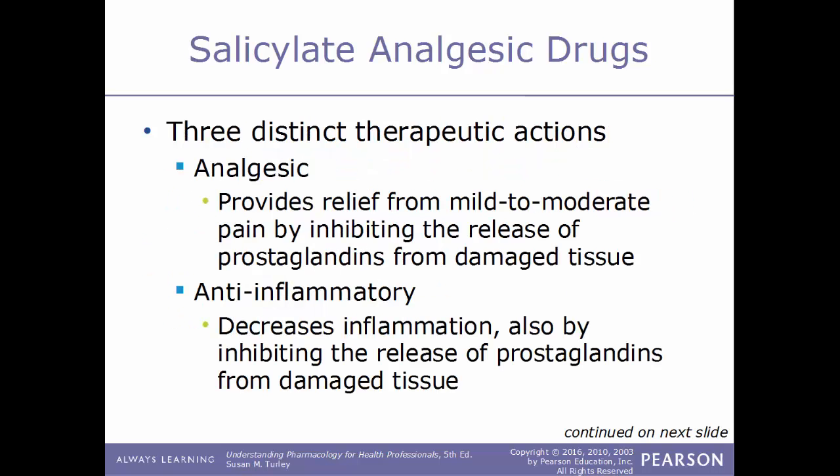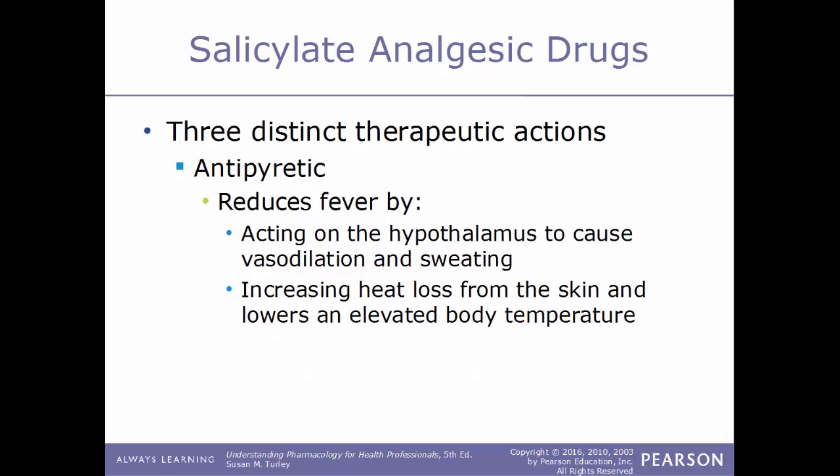Now, the salicylate analgesic drugs have 3 distinct therapeutic actions. They act as an analgesic because they provide relief from mild to moderate pain by inhibiting the release of prostaglandins from damaged tissues. Another therapeutic action: they are an anti-inflammatory. This is because they decrease inflammation, also because they inhibit the release of prostaglandins from the damaged tissue. And the third therapeutic effect of this category of drugs is they are antipyretics, which means they reduce fever.